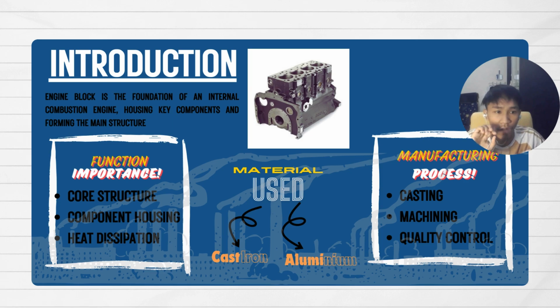So the first manufacturing process is casting. So the engine blocks are typically cast from molten metal. So this involves creating a mold, pouring the molten metal into the mold and allowing it to cool and solidify.